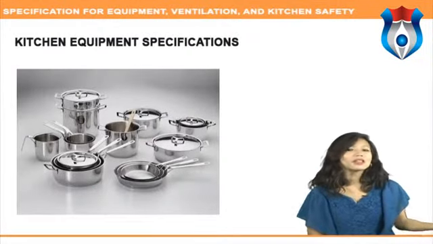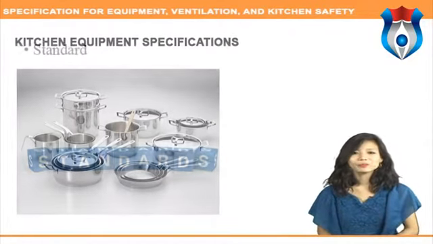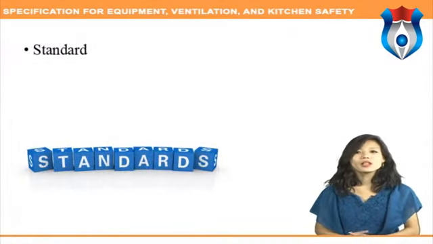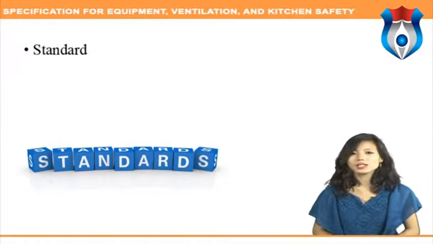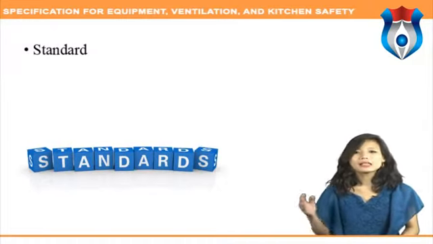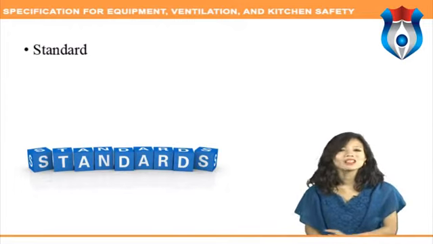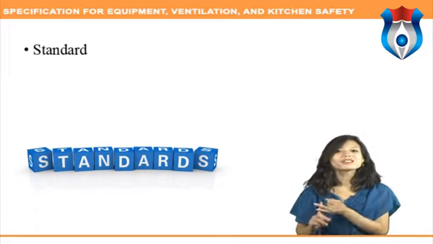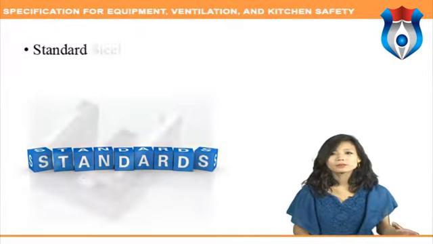Now moving on to the next topic, we will study the kitchen equipment specification. Standard. After determining the type and capacity of the equipment required for a particular kitchen, the next phase involves selecting the specific characteristics that are desired. Factors such as materials, construction, technique, special features and maintenance considerations are evaluated.